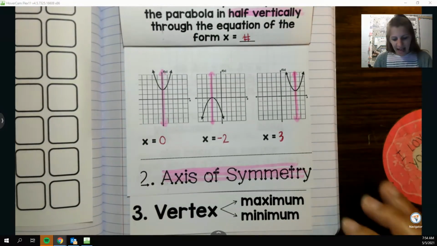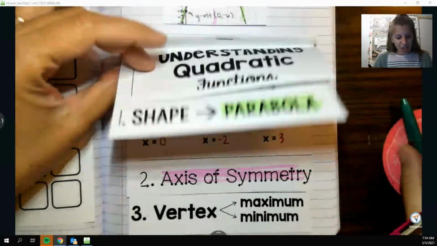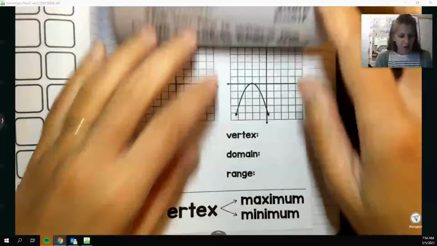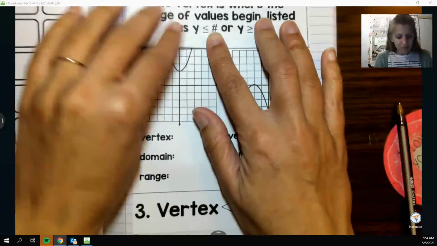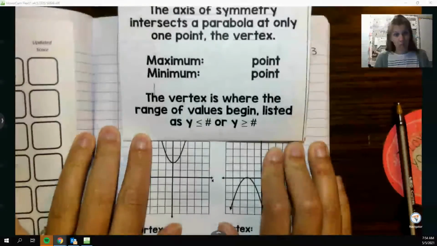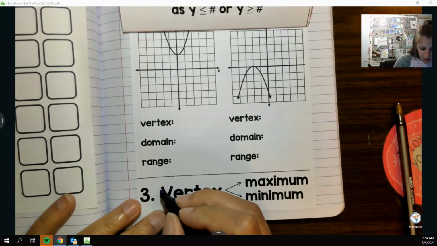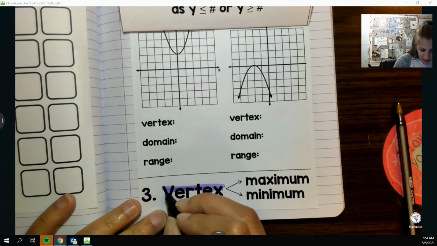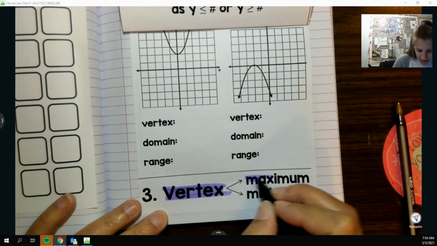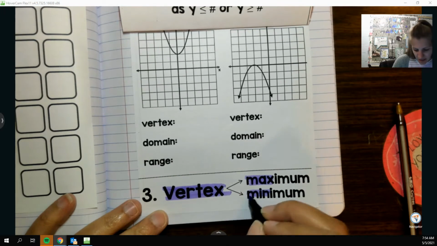Okay, so then that last key feature of our parabola is kind of the most important one, and that is our vertex, which sometimes my vertex is a maximum and sometimes my vertex is a minimum.